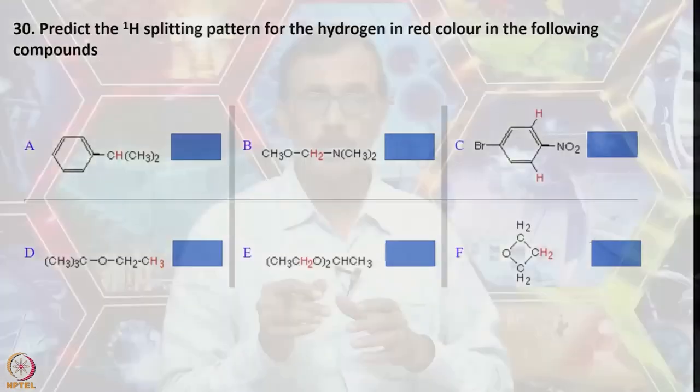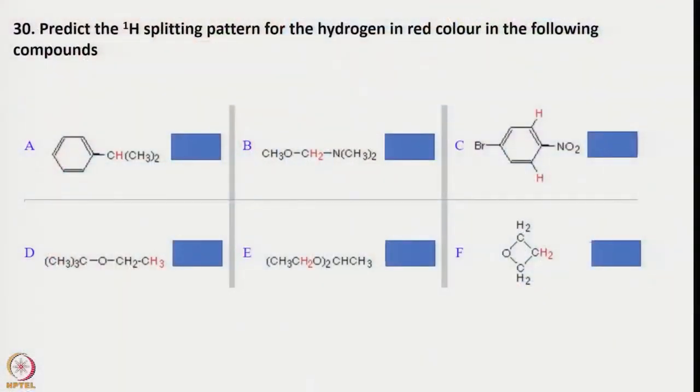Let us look into one more example here. Predict the 1H splitting pattern for the hydrogen in the red color in the following compound. So here this one is the red one. This one should show a septet because 6 equivalent hydrogens will be coupled, whereas in this one, because nitrogen is on one side and oxygen on the other side, it is not coupling, so it will show a singlet. And in this case, this will be showing a doublet. And then here, both are coupled to equivalent ones, this will be a quintet. And then here, this will be showing a quartet. And then this will show a triplet.